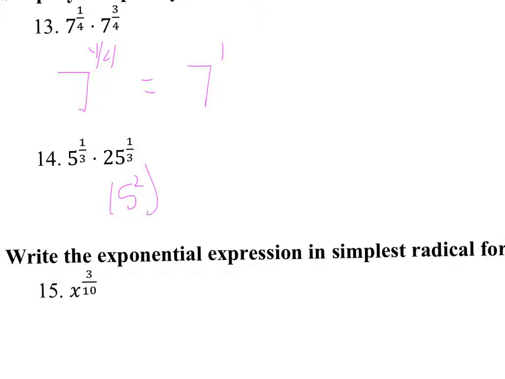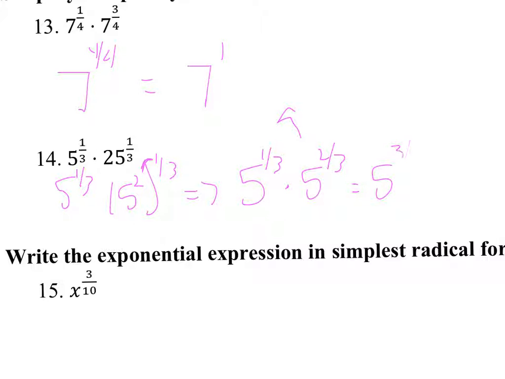25 can be rewritten. 25 is the same thing as 5 squared. I still have this 5 to the 1/3. So I have to do this power to a power. So I have 5 to the 1/3 power times 5 to the 2/3 power. And then it's just like this problem up here. Now we get 5 to the 3/3, which is equal to just 5 to the 1st.